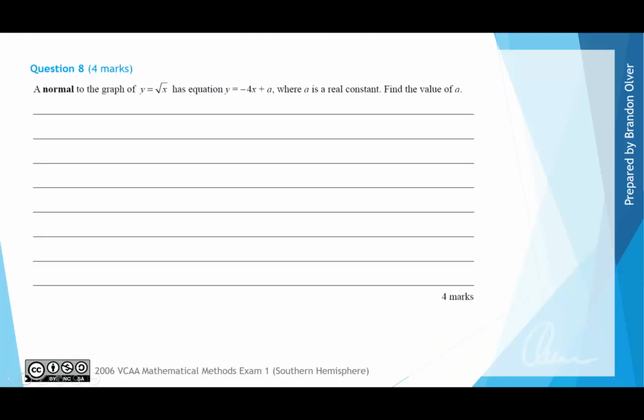So for question 8 we're told that a normal to the graph of y equals the square root of x has equation y equals negative 4x plus a, where a is a real constant. And we're asked to find the value of a.